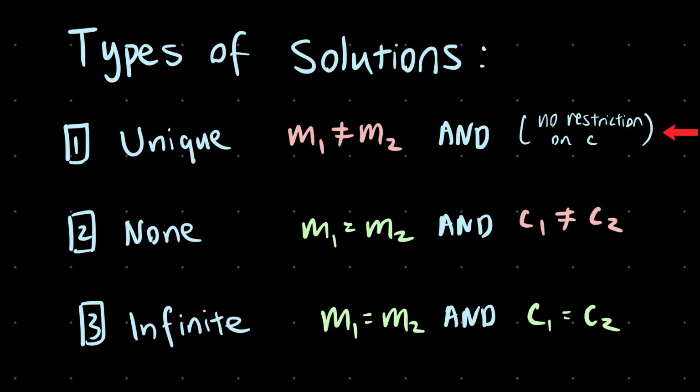And then for unique solutions, as long as the gradients are not the same, so that prevents these two lines from being parallel, then these two lines will always have an intersection and therefore a unique solution.